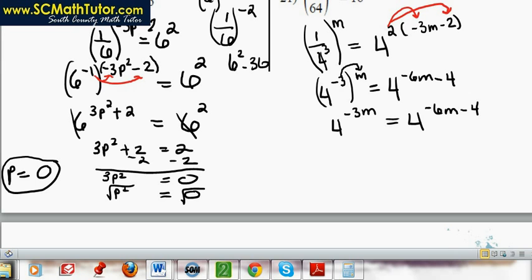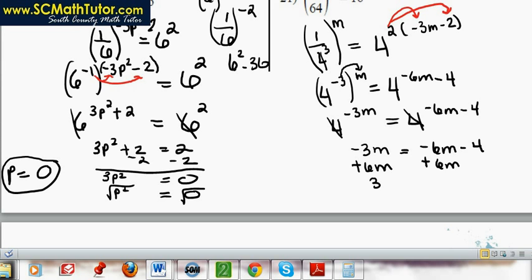Okay, so now we have the same base, we can cross out, and we have negative 3m is equal to negative 6m minus 4. Okay, so I want to get all the variables on one side, so I'm going to add 6m to both sides.